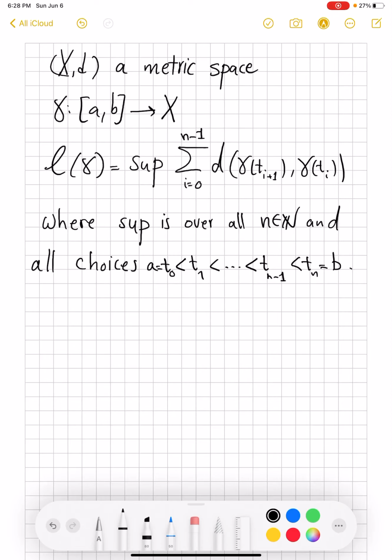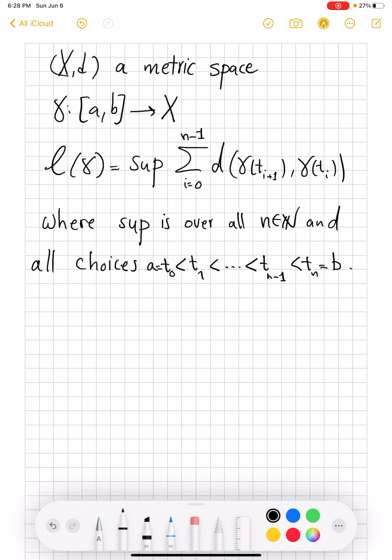So in the setting of Euclidean spaces, I have two videos where I prove that the length of a curve, defined as you see here, equals the integral of the speed of the curve. Now, the integral of speed of a curve is not easily defined for arbitrary metric space targets, but the definition through supremum of course does make sense, as you see here.